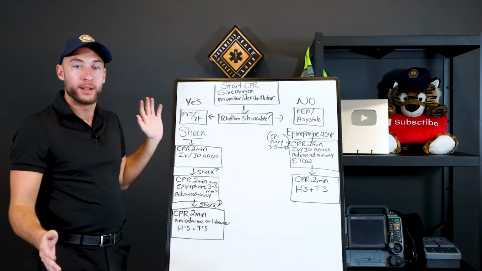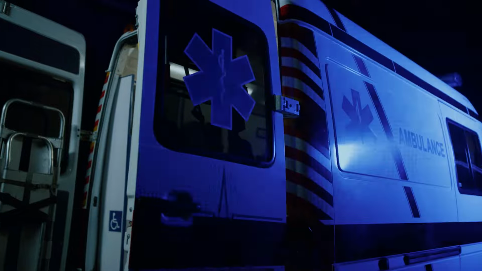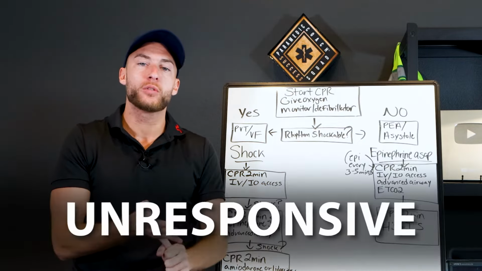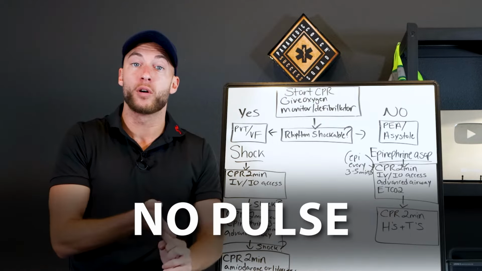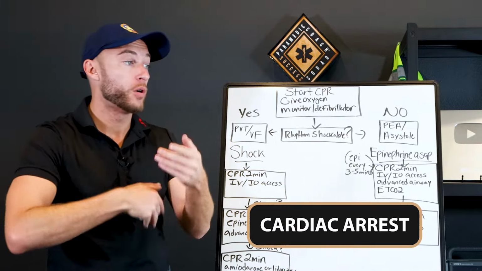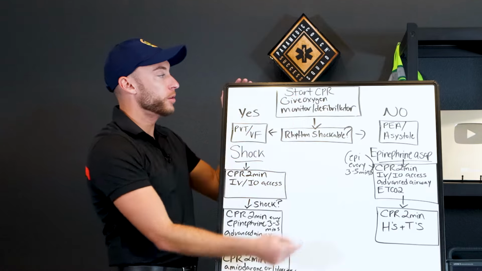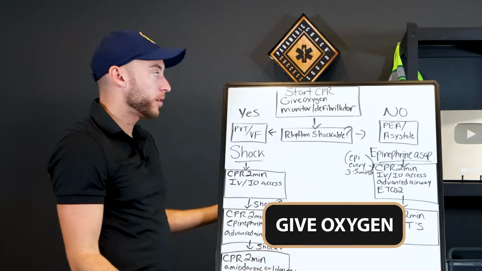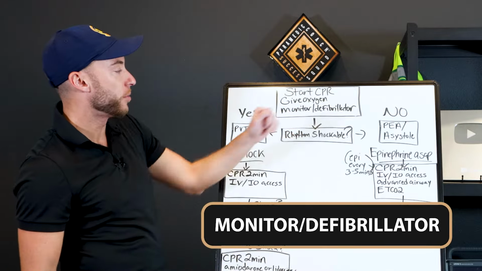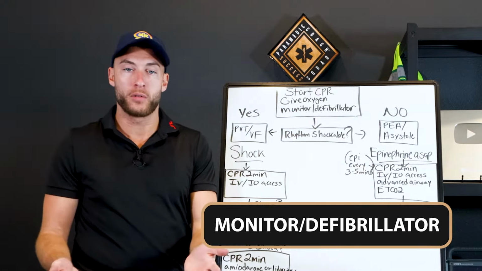So let's picture this scene. You show up as EMS, you go to a patient, they're unresponsive, they cannot breathe, and they have no pulse. They're in cardiac arrest. What do we do? The first thing we do is start CPR, give oxygen, establish our airway, ventilations, and make sure we attach the monitor and defibrillator, okay?